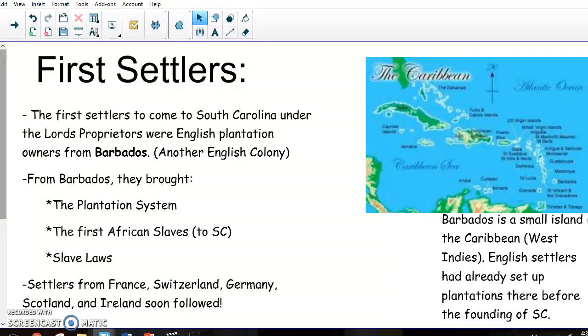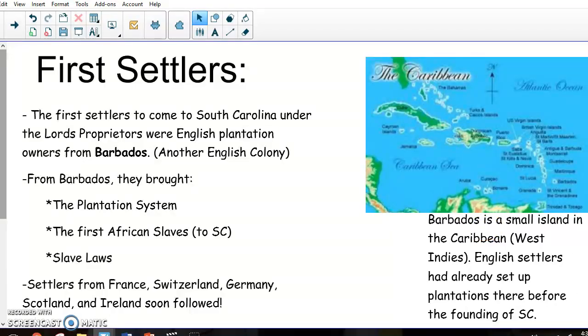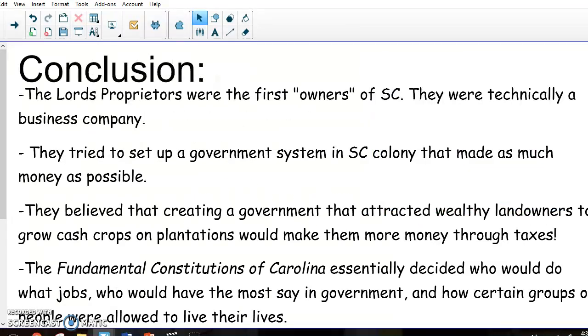From Barbados, these people brought the plantation system. They brought the first African slaves to South Carolina, and slave laws, which later developed. And of course, as I mentioned earlier, you attracted different settlers because of this from all these different places. But I want you to make that connection between Barbados and South Carolina because you had all of this coming specifically from there. Barbados is a small island in the Caribbean, which is also known as the West Indies. English settlers, with exploration and establishing these settler colonies that we talked about, had already set up plantations there even before the founding of South Carolina.